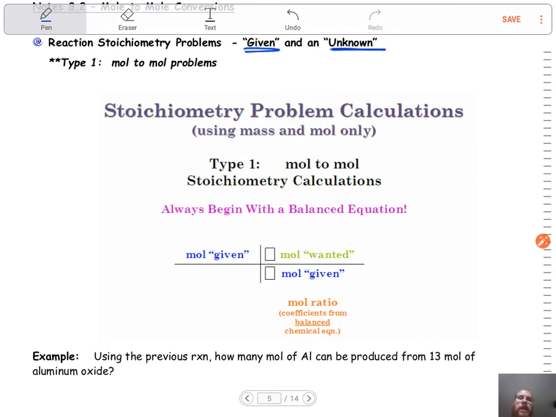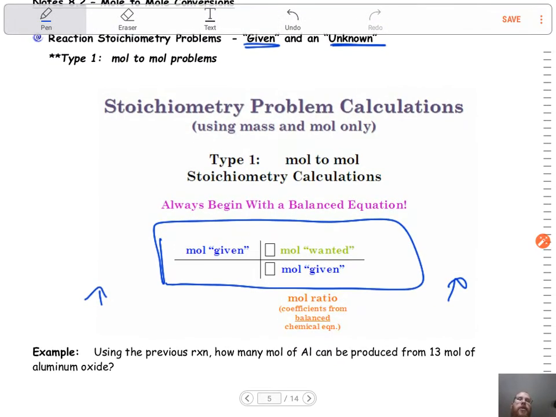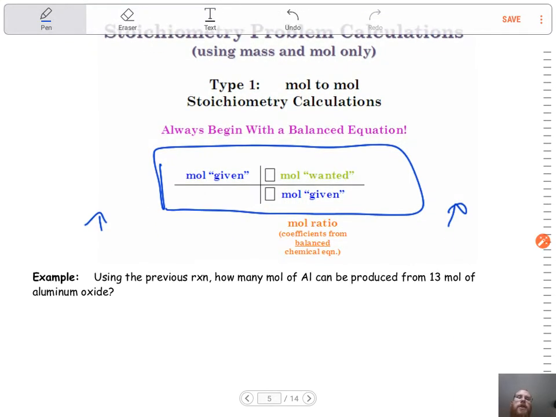Now, what you will see with the roadmap here is that we're going to add on to it. This is kind of the middle part of the roadmap that we will then add a piece over here to the left, and we'll add a piece over here to the right as we go through this unit in these videos. So we're going to start off small with one step and then build from here. This first type is what we call type 1. These are mole-to-mole problems. Always, always make sure you begin with a balanced equation.